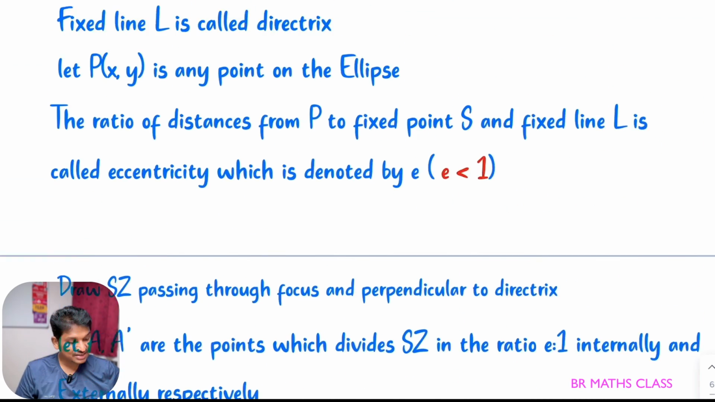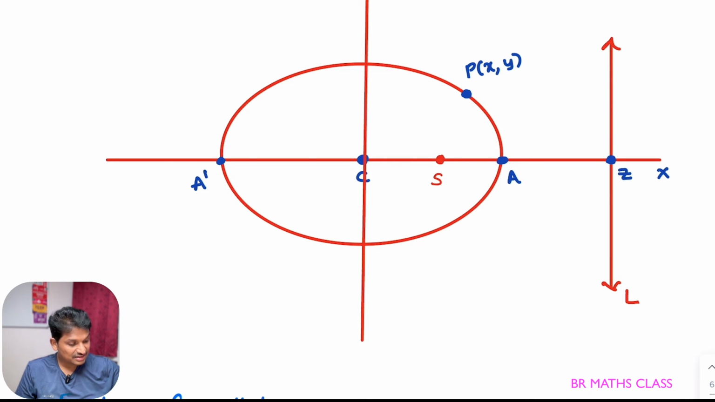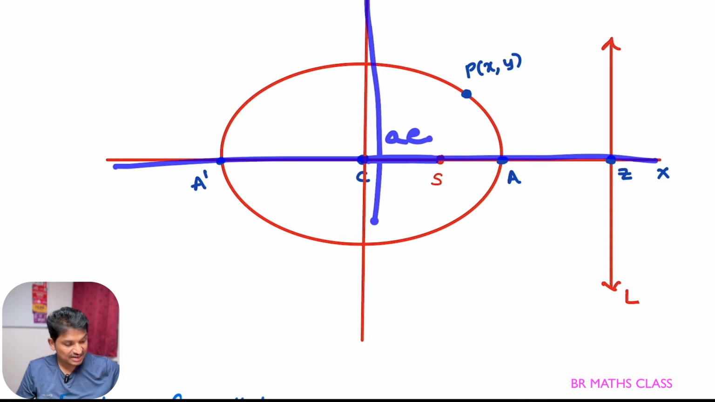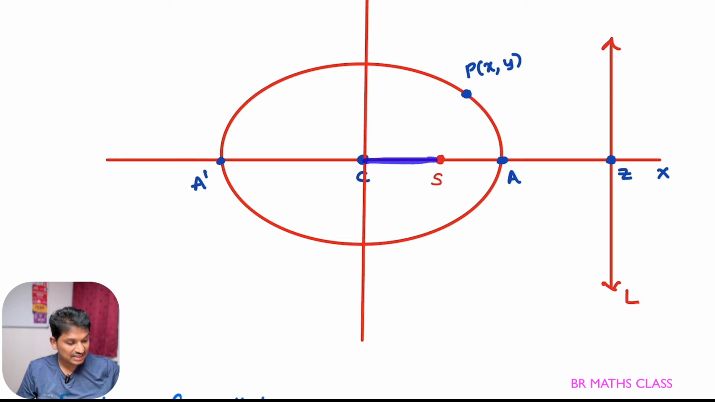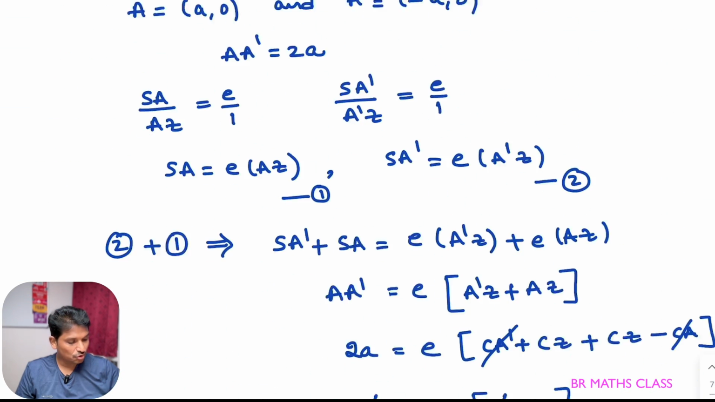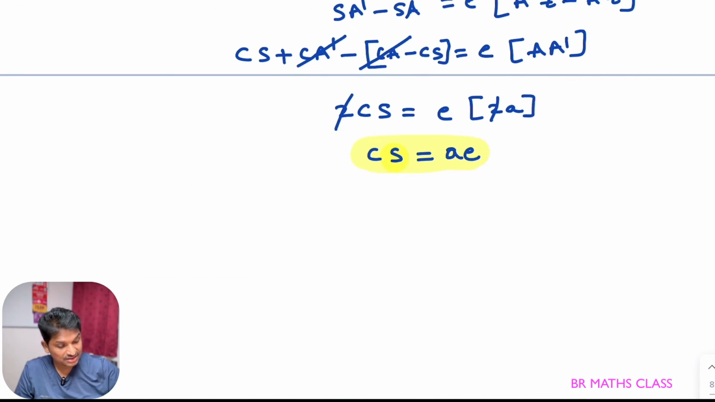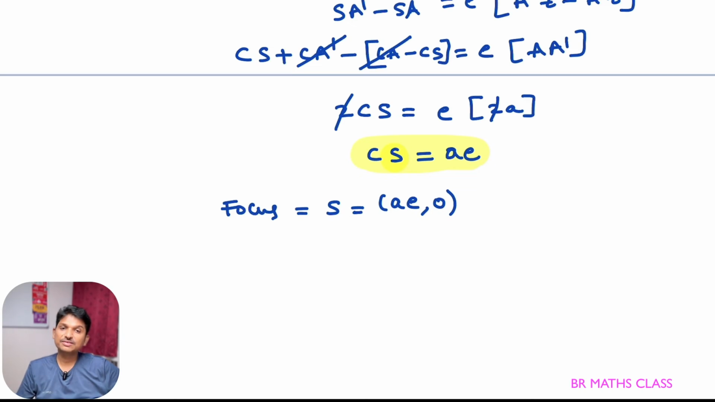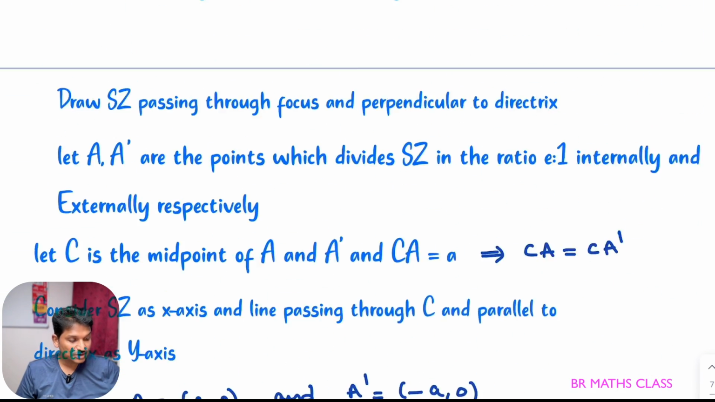Where is CS? Look here, this is CS. Now you got this length as AE. As we have taken this line as x-axis, this line as y-axis, and this length as AE, what is S? S is AE comma 0. So we got the focus. As we got CS here, we can write focus S is AE comma 0.